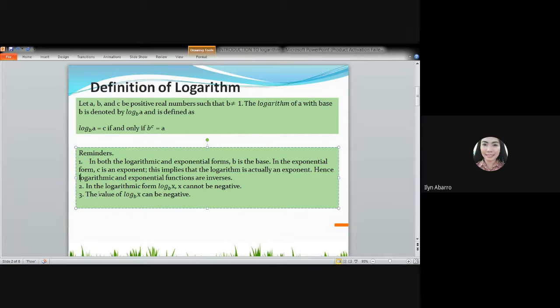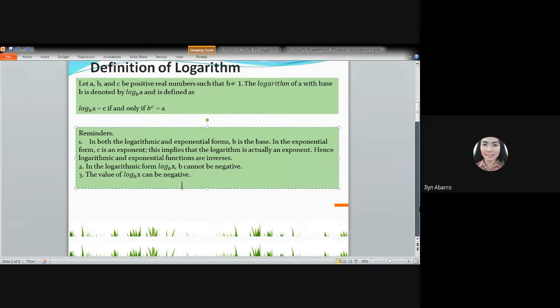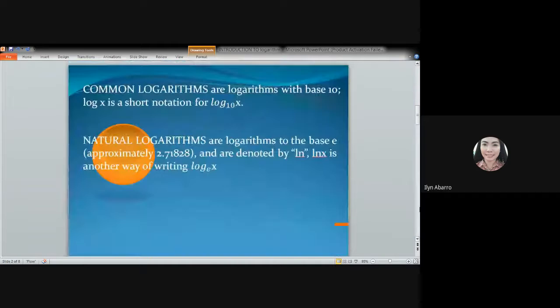Okay? So, next, in the logarithmic form, the logarithm of x with base b, x cannot be negative. Actually, it should be b, B cannot be negative. And the value of the logarithm of x with base b can be negative. Okay? So, those are a few reminders.